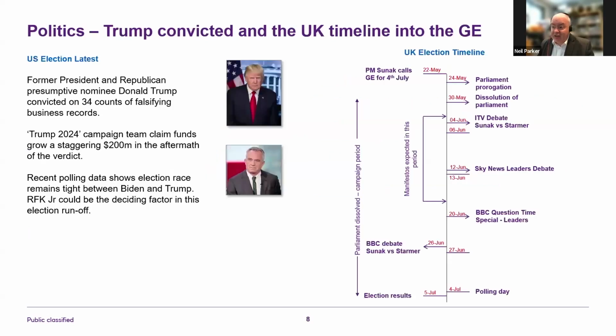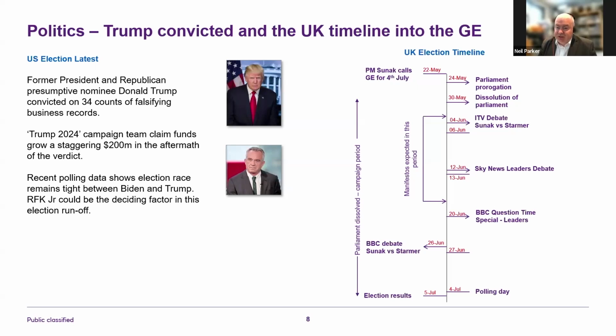So if we turn our attention to the next slide and politics, the big update here from the US election was that Donald Trump got convicted on 34 counts of falsifying business records recently in New York. But according to his campaign team, since that point, he's raised more than $200 million in additional donations for his campaign. I find that absolutely staggering. I mean, even if 50% of that is true, then that is a staggering number for Trump to have raised. And I think the other thing to note is it doesn't appear to have harmed him particularly in the polls.